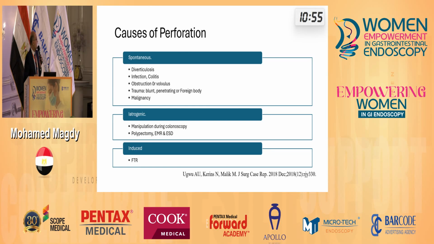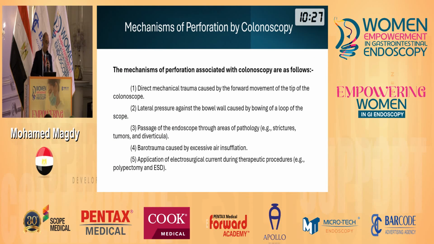Causes of perforation: as we said, there are spontaneous causes, maybe perforation due to rupture of diverticulum, infection, colitis, obstruction, trauma, malignancy. But the area we need to know more about is iatrogenic, which may be due to manipulation during colonoscopy or with therapeutic colonoscopy: polypectomy, EMR, ESD, or, as I said before, intended in full thickness resection.